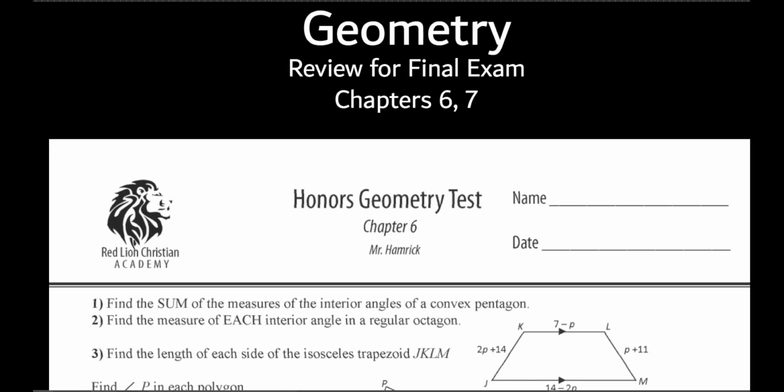All right, so here's the review for the final exam. So it's going to be 6, 7, 8, and 12. We'll go over 8 and 12 tomorrow. Today is 6 and 7. I'm not going to hit every single problem. There's no way. I don't have enough time to do all that. But we'll go through, and when it gets down to the algebra, you guys should be able to handle that. Would you agree?